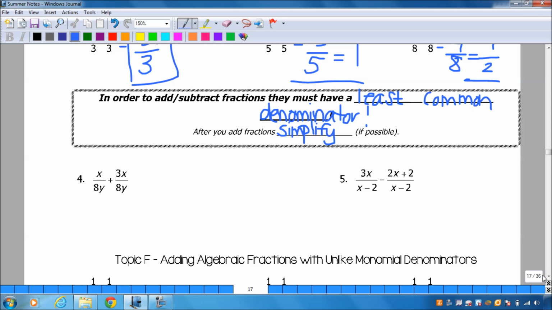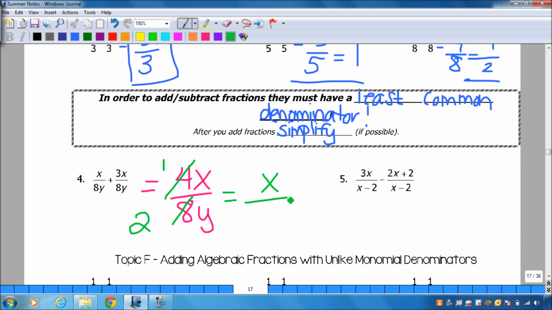They have like denominators, so all I have to do is just add my numerators together. Nice and easy. I end up getting 4x over 8y. But the 4 and the 8 are both divisible by 4, so this becomes a 1, this becomes a 2. So my final answer is x over 2y. And then I'm done with that question, okay?